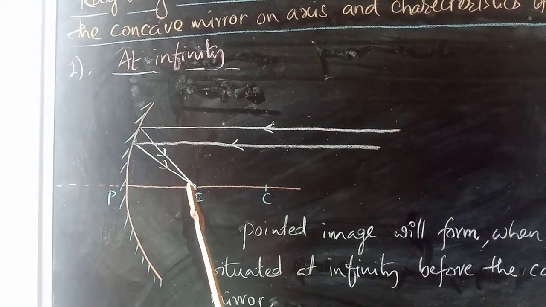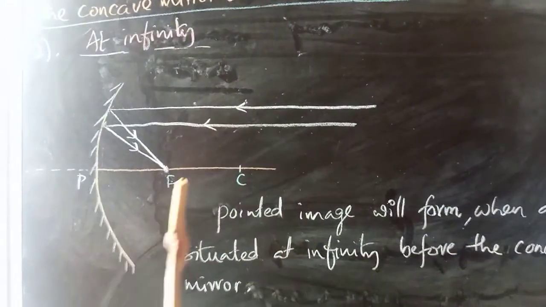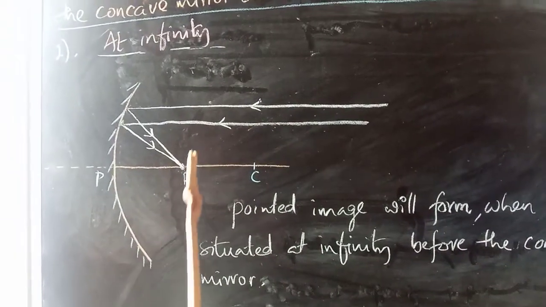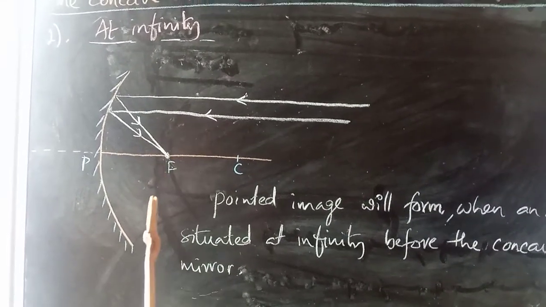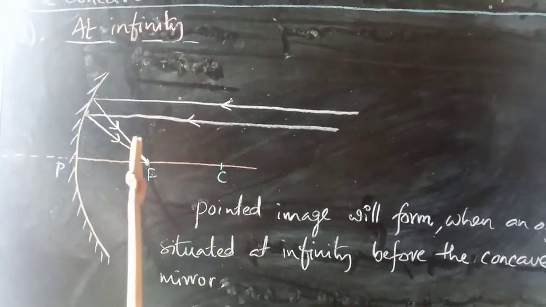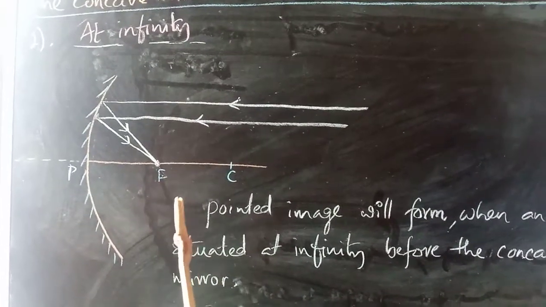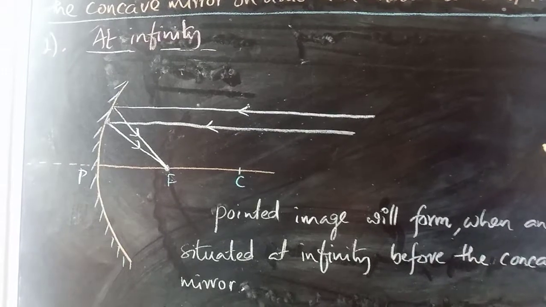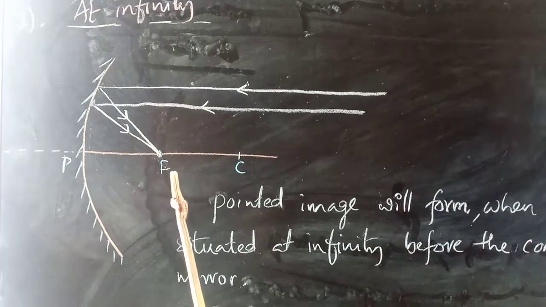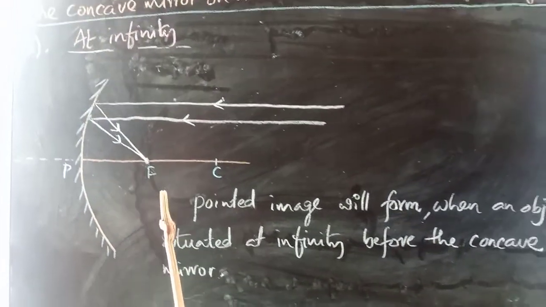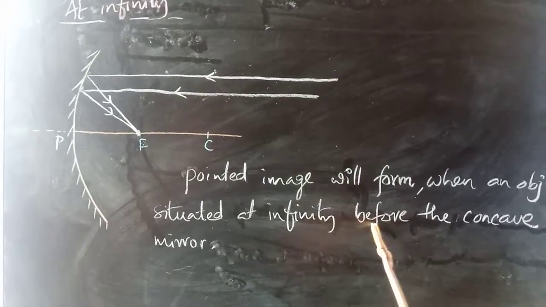Here when you place the screen at this point, the focal point, you can catch the image on the screen, but the image is very diminished. Very diminished means you will observe a very pointed image on the screen. So this situation is when an object is so far, at infinity, and it will form the image at the focal point, very diminished, that is called a pointed image. Okay, so this is the first situation. So a pointed image will form when an object is situated at infinity before the concave mirror.